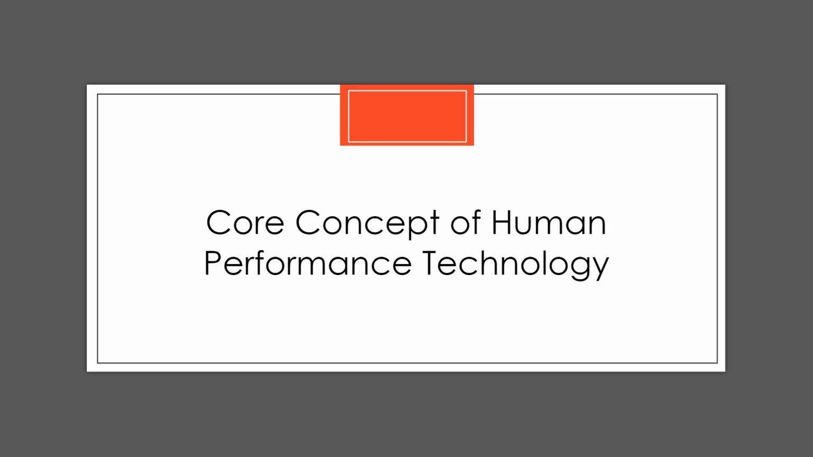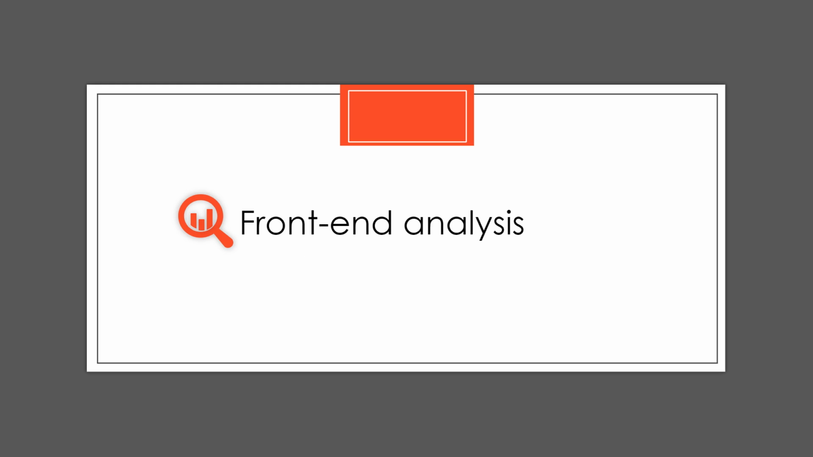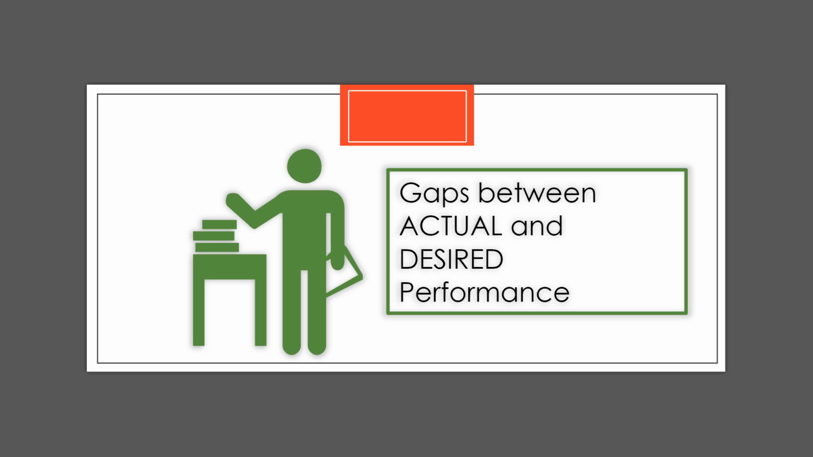A core concept of human performance technology is the front-end analysis used to identify the gap between actual and desired performance within an organization. Front-end analysis often leads to discovering a wider variety of interventions due to a clearer understanding of the problem creating the performance gap. The upfront analysis allows human performance technology practitioners to identify the gaps between desired performance and actual performance in a way that highlights appropriate interventions.